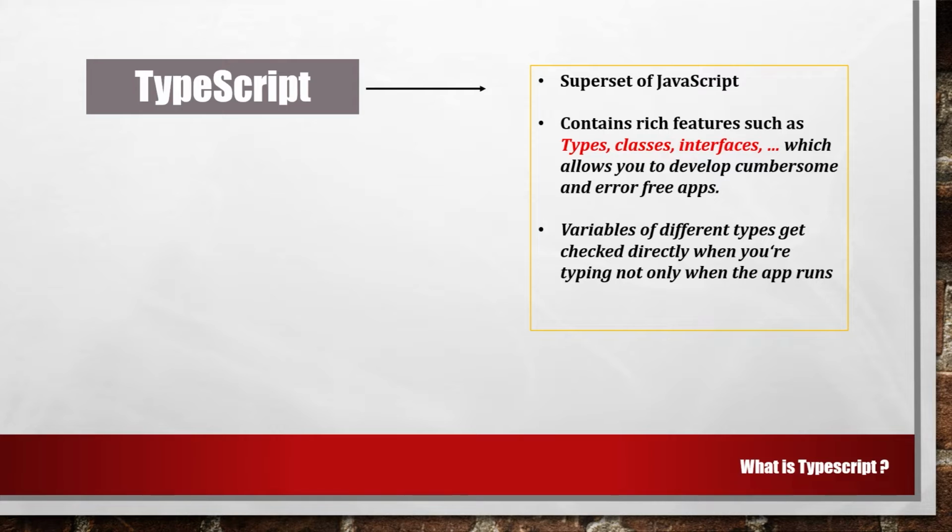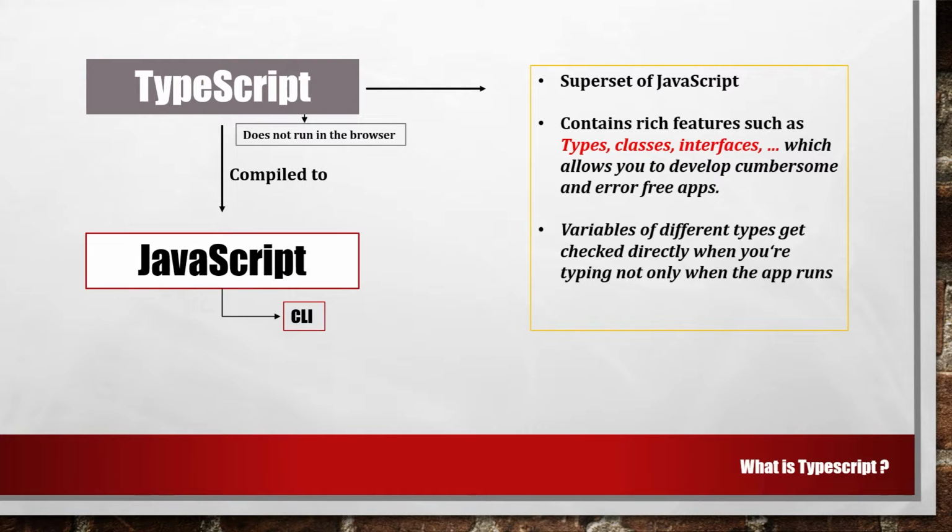So let's take a case where we have number variables, string variables, or even variables of type arrays of different types, which get checked directly when you're typing and not only when you run the application. That is how TypeScript works. And because TypeScript doesn't run in the browser, it compiles into JavaScript. In order to compile it into JavaScript, it has to be done in a CLI, a command line interface.